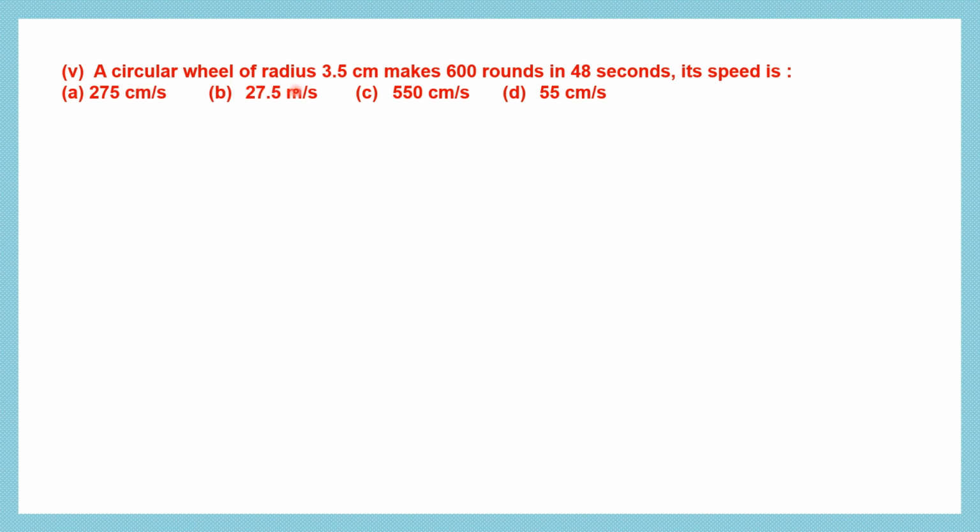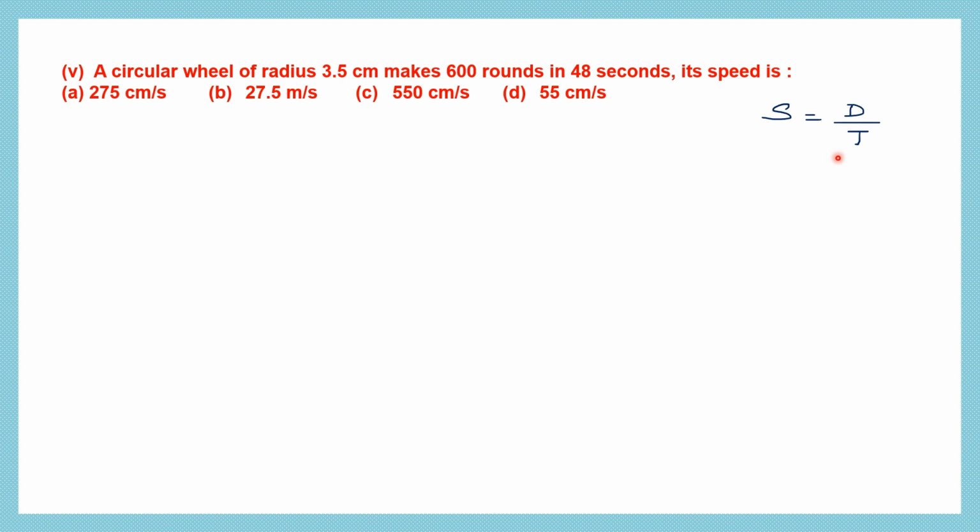Question 5. A circular wheel of radius 3.5 centimeters makes 600 rounds in 48 seconds. Its speed: now we have been asked to find the speed. So we have studied speed, distance and time before, isn't it? To find the speed, what is the formula? Distance by time. So now let's see whether we have both distance and time given. Distance is not given. We are only given the radius of the circular wheel and the number of rounds. That means we first have to find the circumference and multiply it by the number of rounds, and we will get the distance. Now have we been given the time? Yes, we have 48 seconds.